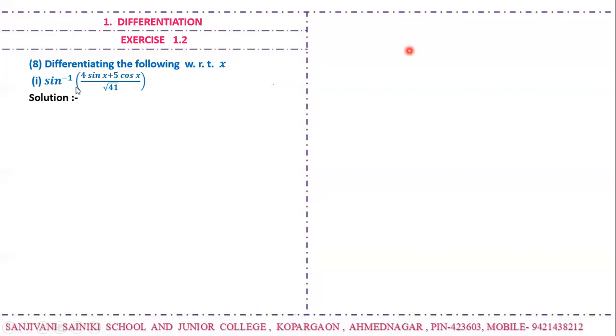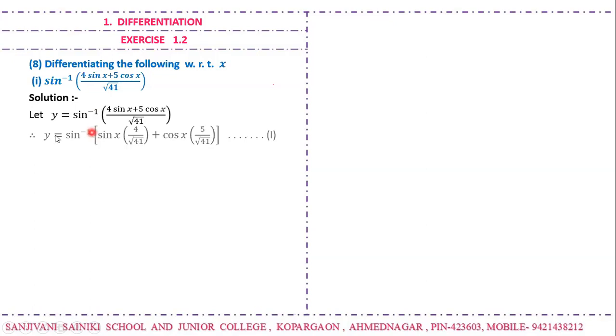Next function, differentiate the following with respect to x: sine inverse of (4 sine x plus 5 cos x) upon root 41. In the solved example, I explained one of the methods. Here I am going to explain another method. Given y is equal to the given expression, we will divide root 41 into the first term and second term. So sin x into 4 upon root 41 plus cos x into 5 upon root 41. This is our equation number 1.